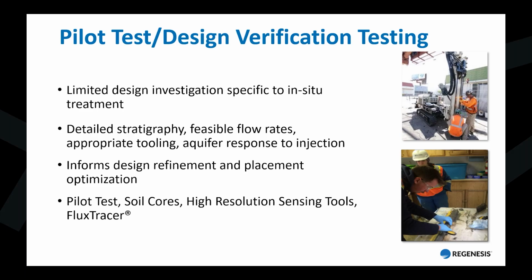So having that better understanding of variations in the type of soils and then the flux will also perhaps influence how we inject this. So there's different types of data that can be used to gather this type of information. We may do a pilot test or grab soil cores, or there's high resolution sensing tools that can gather additional information. And I just want to take a quick, brief moment to talk about a passive flux meter, the flux tracer that Regenesis have, and how this data is used.